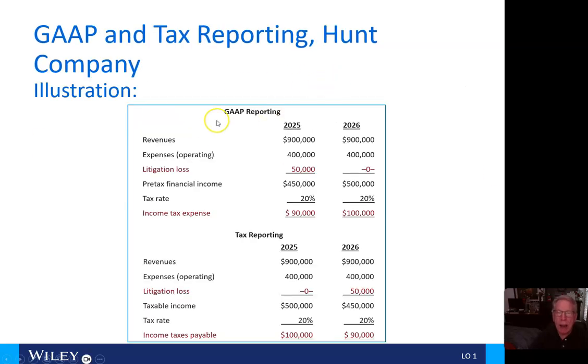And here we have our GAAP reporting, and here's our $900,000 in revenue, and our income tax expense of $90,000 and $100,000. The litigation loss of $50,000 is shown here in 2025. But for tax purposes, we're not going to see that as a reduction of income tax until 2026. Okay, I think that's clear.